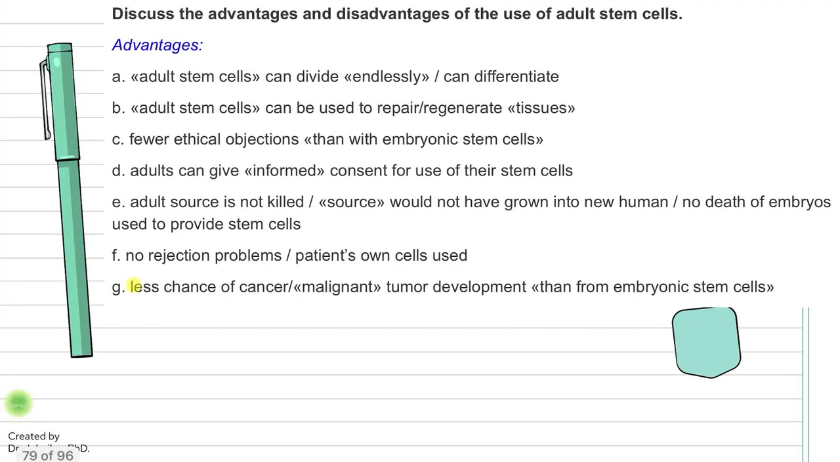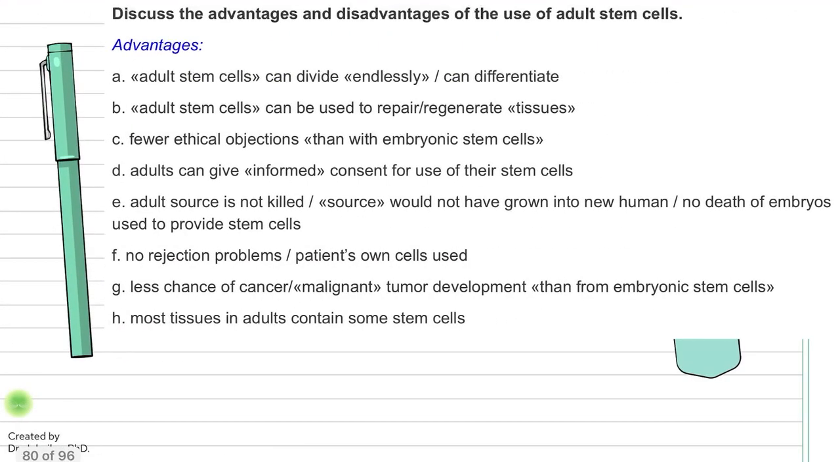Next, less chance of cancer. There are more chances of problems playing with the stem cells from the embryo because you're manipulating things, and at the same time, there might be rejections and the body might react in a bad way. But when you're doing it with adults, the chance of cancer is so little. And last, most tissues in adults contain some stem cells. Not most tissues, but there are some. So you can still find some stem cells in an adult. So these are all the advantages for the adult stem cells. We're not talking about embryonic.